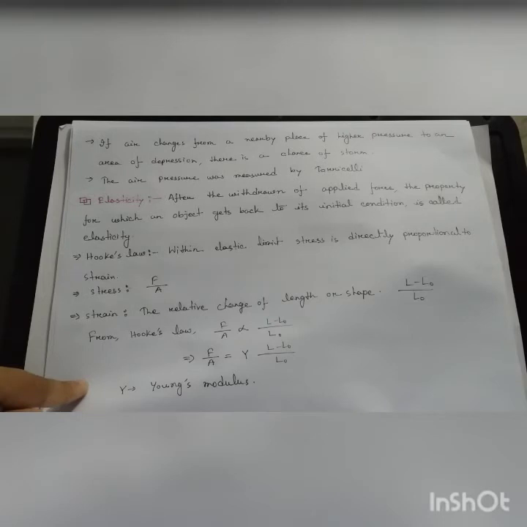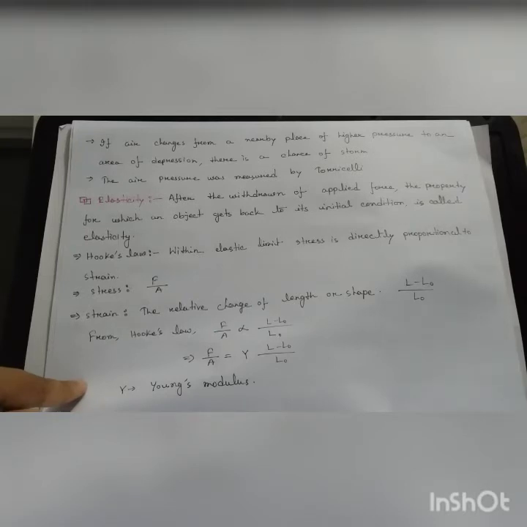As we have learned so many points about air pressure, it is important for us to know who was the inventor of this concept. Air pressure was first measured by the scientist Torricelli. Using his concept of air pressure, there are so many uses of it.